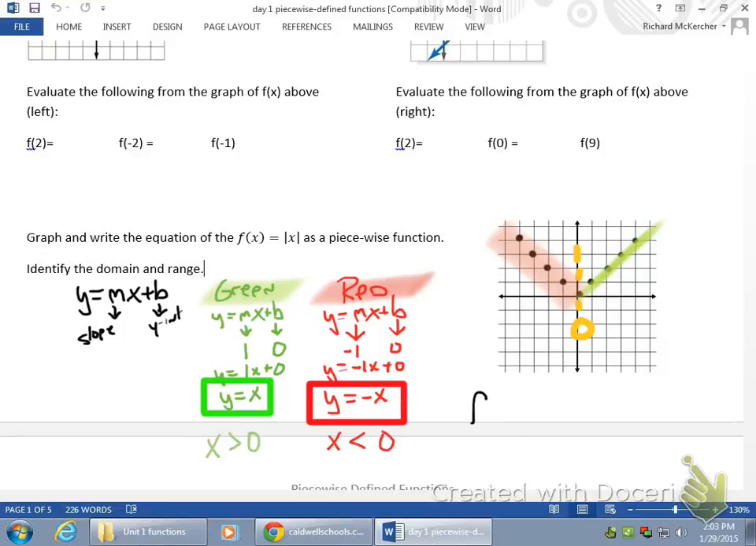Alright, so what I did here, I went ahead and finished, I wrote my equation for the red graph and the green graph, and now I had to talk about when do I use the green graph. Well, the green graph happens anytime I'm above 0. So all of these numbers are above 0, and the red graph happens anytime I'm below 0. So I almost have a piecewise function written out. I'll go ahead and write that out.